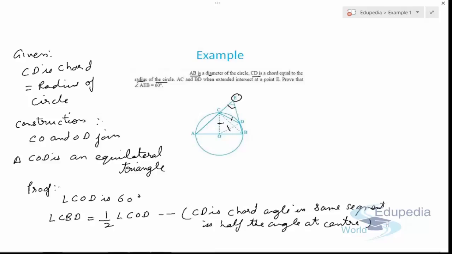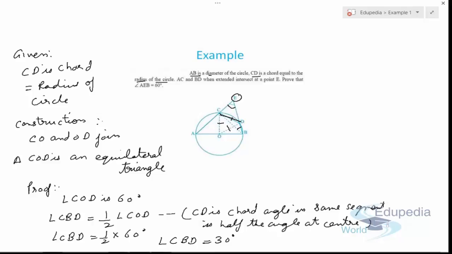So we can see clearly that CD is a chord, then angle CBD is an angle made on the circle, and COD is the angle at the center, so angle CBD will be half the angle COD. So angle CBD will be half of angle COD, which is 60 degrees, so angle CBD is 30 degrees, right? So we have this angle as 30 degrees.